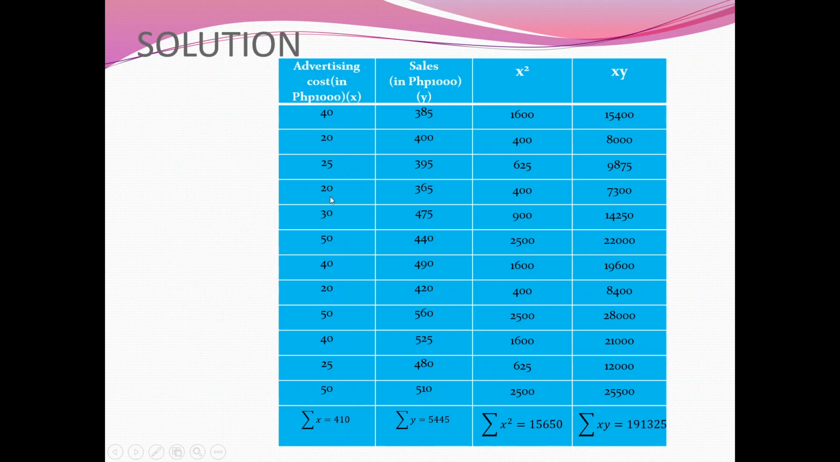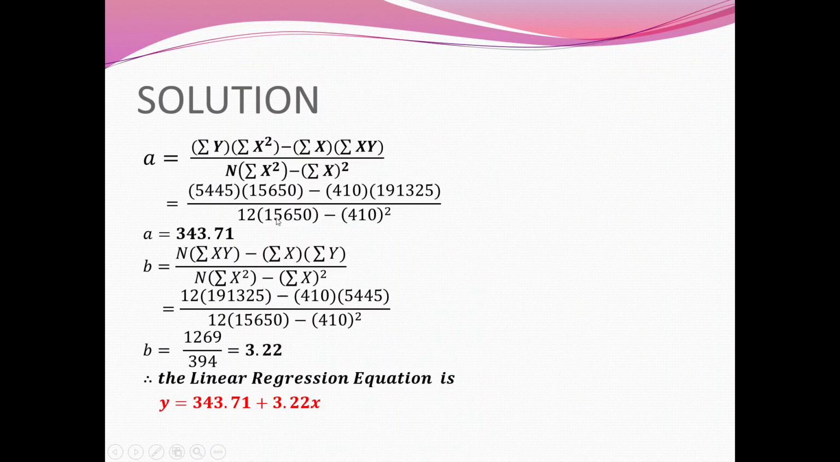Let us go back to the table. There are 12 observations given here. And then the sum of the x squared is 15,650 minus the sum of x, 410 raised to square. Using your calculator, we have a total of 343.71 for the y-intercept A.